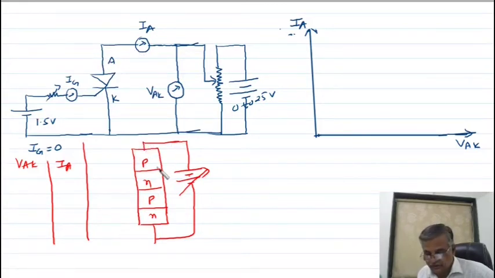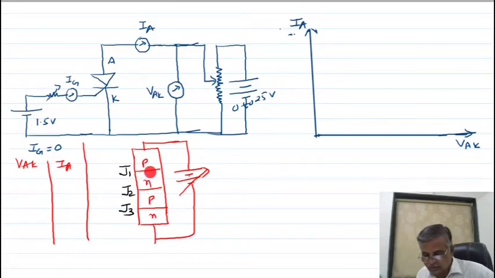This is positive, so you must be getting clear that this junction is in forward bias. So I am writing junction J1 is in forward bias, junction J2 is in reverse bias and J3 is in forward bias. You see here, there is a negative I have given to the n-type material. This junction will be in forward bias. Positive I have given to the p-type material, the anode. So it is in forward bias.